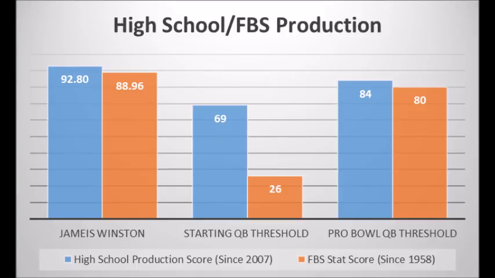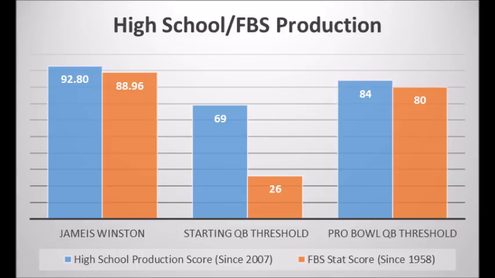We'll see. Then we get to Jameis Winston's high school and college production scores. Jameis Winston had a 92.80 high school production score, which hits all the levels you're looking for in terms of Pro Bowl, All-Pro potential. He is at least 4 points ahead of Marcus Mariota when it comes to this particular metric. And again, all you have to do is hit the threshold. But so far, Winston has a very good high school production score, has a score indicative of a Pro Bowl player.